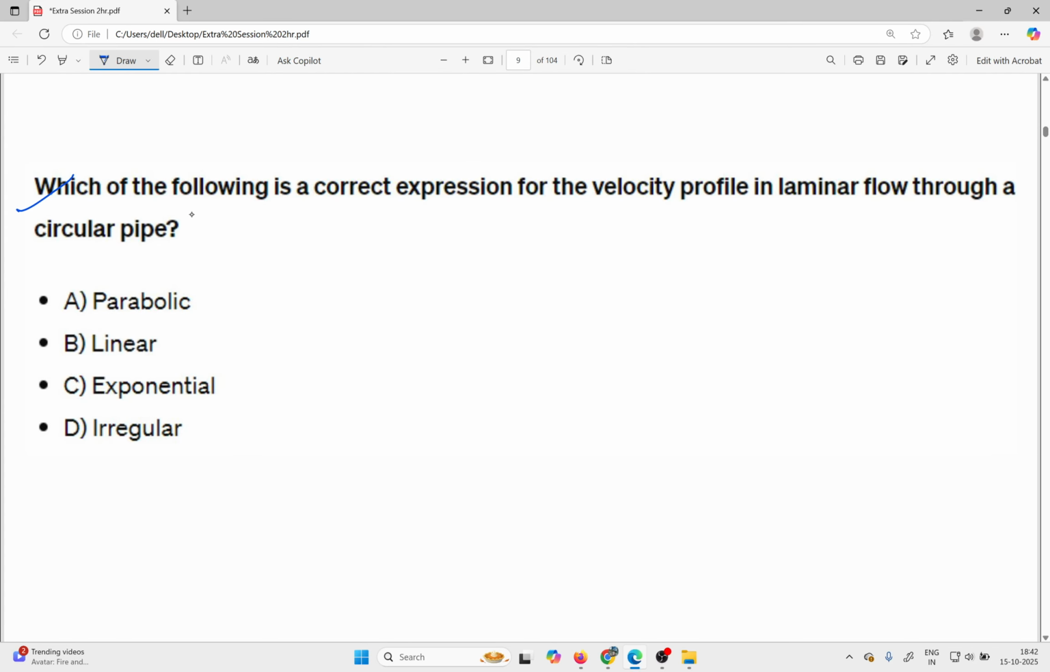So next question: which of the following is the correct expression for the velocity profile in laminar flow through a circular pipe, whether parabolic, linear, exponential, or irregular? Very important question.